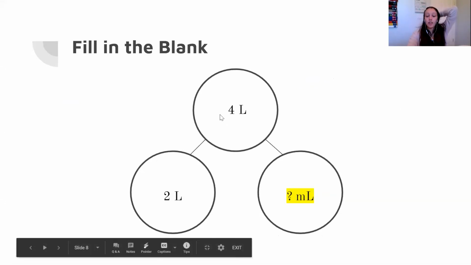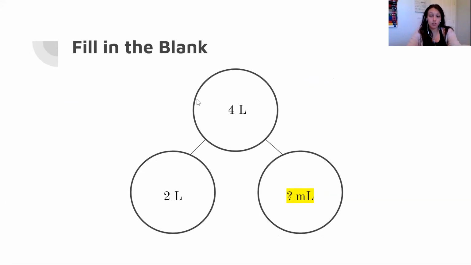Here's another fill in the blank. So we have 4 liters, and then we have 2 liters and a certain number of milliliters. So let's write out our conversion factor. 1,000 milliliters is equivalent to 1 liter. Remember, this is what we need to remember. So let's write our equation now.